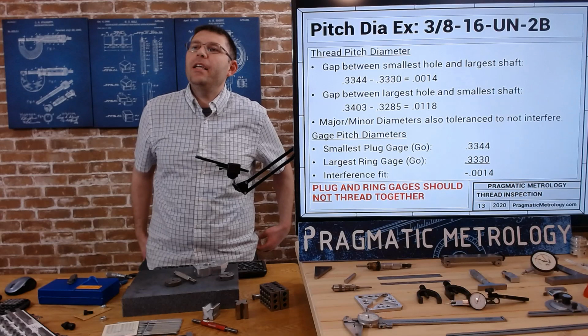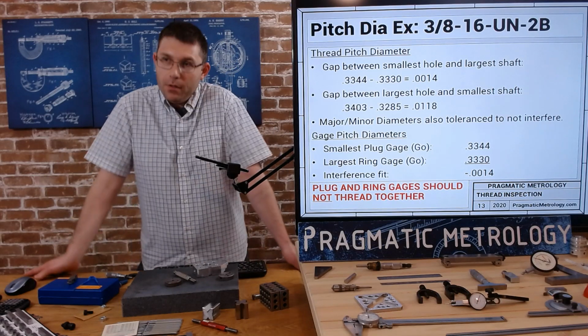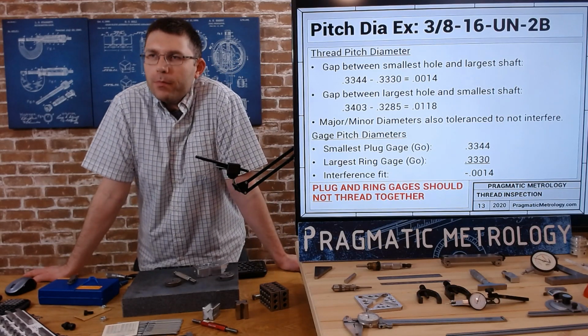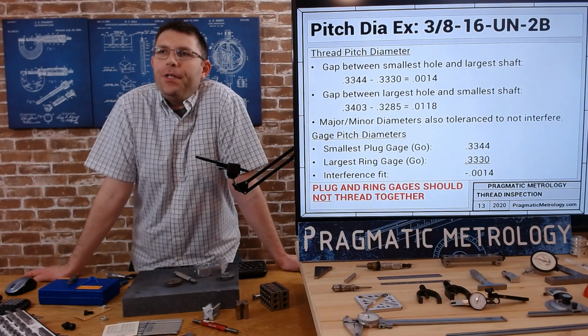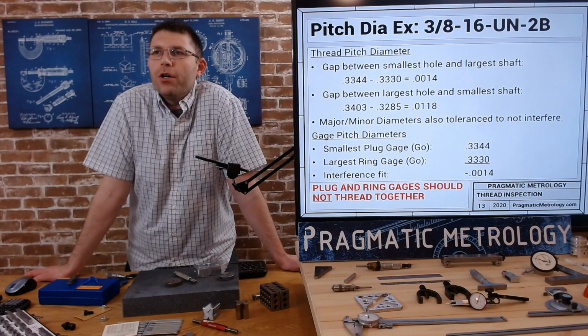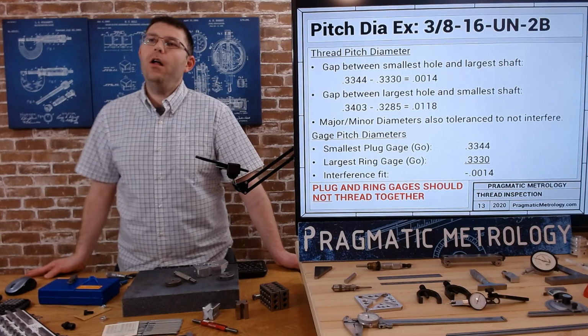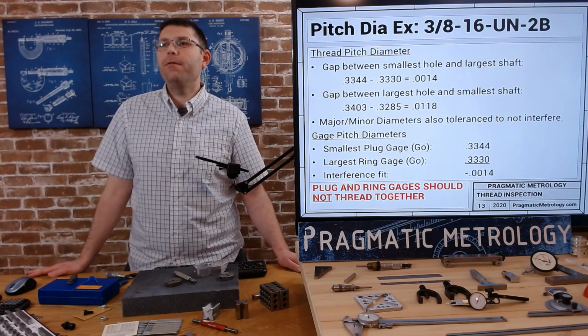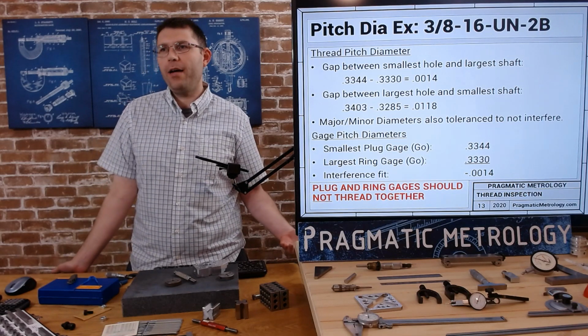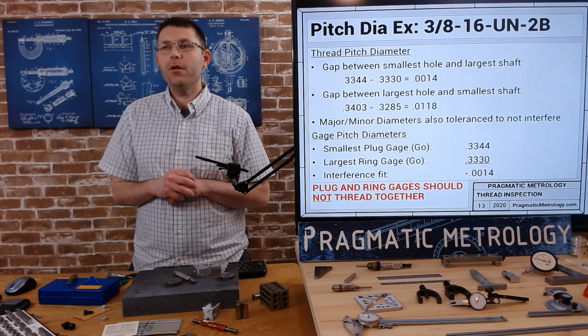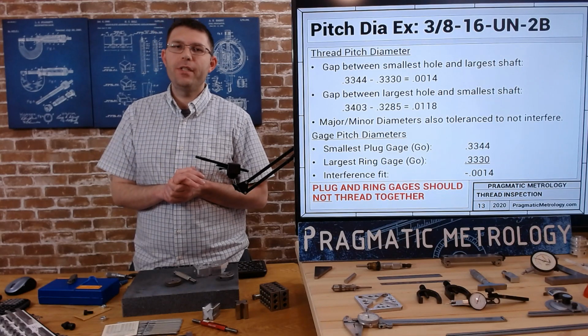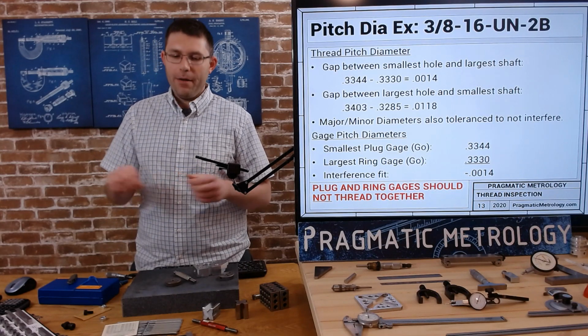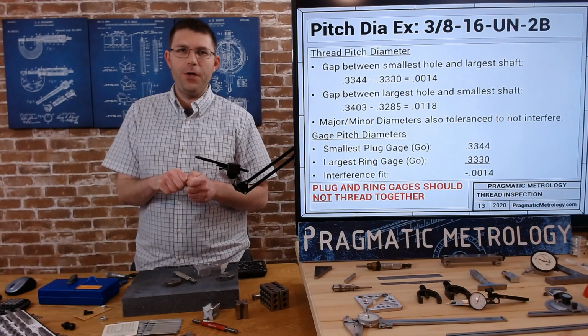So let's take a quick calculation. What is the gap between the smallest hole and the largest shaft? The smallest hole is a 0.3344. The largest shaft is a 0.3330. So you have 1,000th and 4/10 of clearance. That would be a very tight fit, but it would still go.